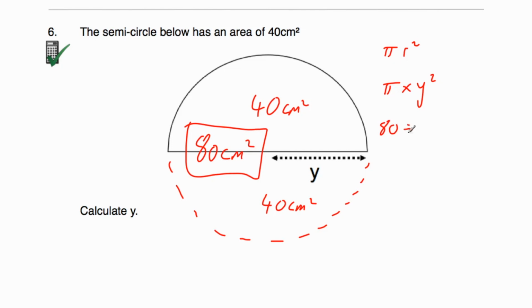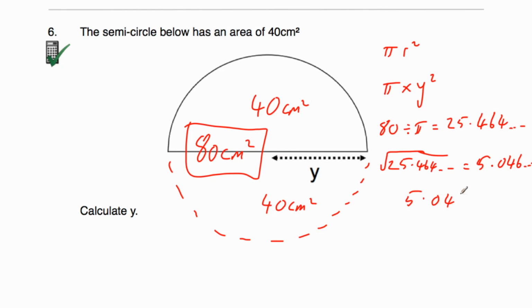So if we divide by pi and then square root it, we can find the radius of the circle. So 80 divided by pi would be equal to 25.464 and so on. That's y squared. Now we need to square root it. So the square root of 25.464 and so on. I've still got that on my calculator display, so I can just press square root of answer equals, and that's equal to 5.046 and so on. So that means that y, this distance, the radius of the semicircle, would be 5.046 centimeters to 3 decimal places.